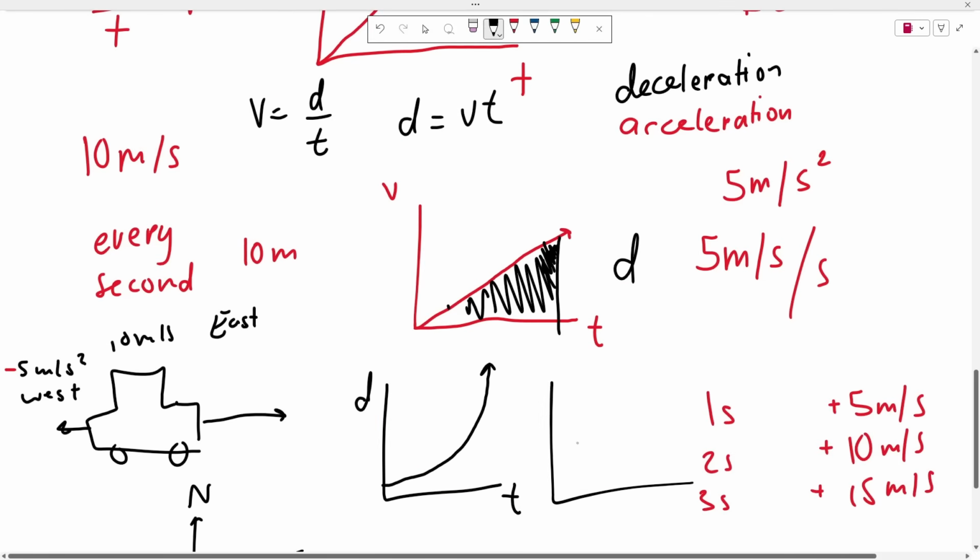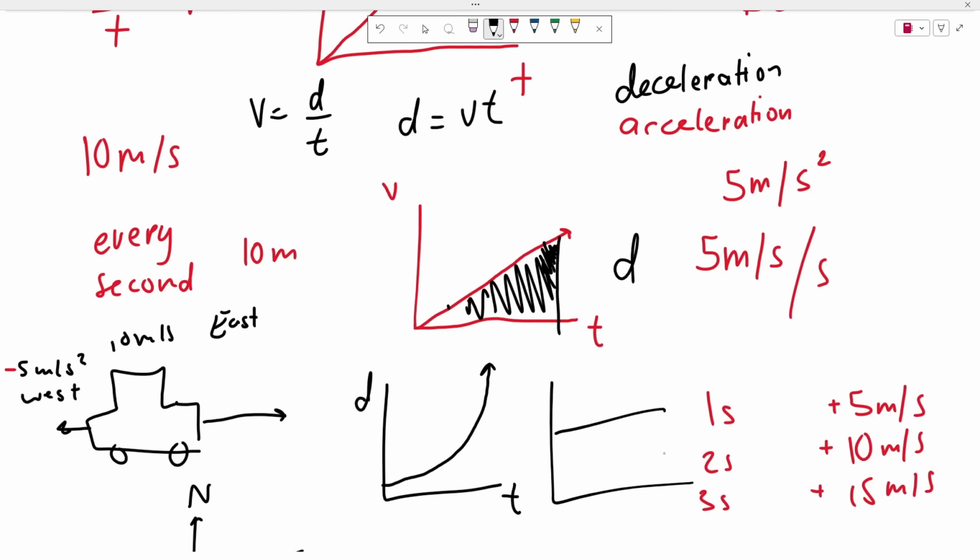If you were given a graph like this, where you had velocity here and time here, so this is your velocity, this is your time, what can you tell me about my velocity? Well, my velocity is constant, right? It's not changing with time, so this is not accelerating. So what I can do here is I can comfortably take the area underneath this curve.